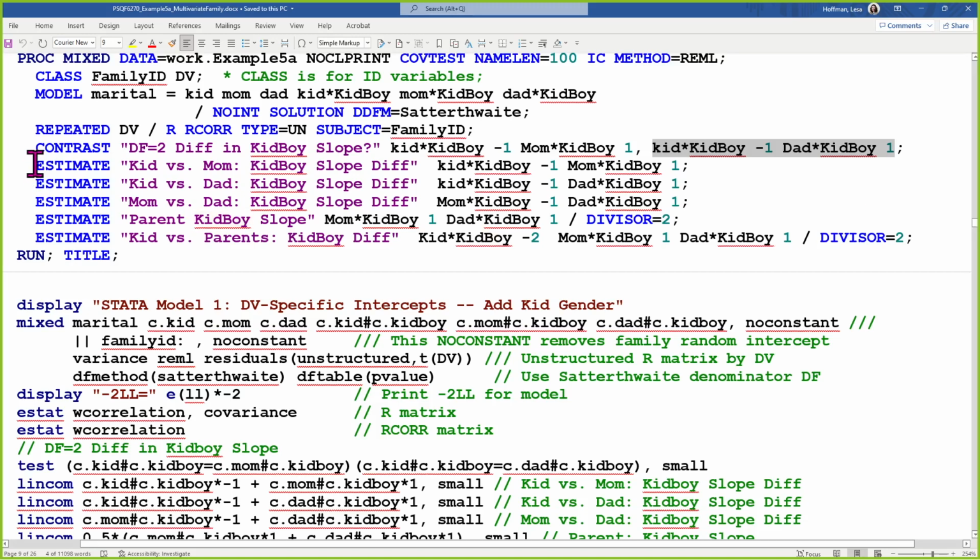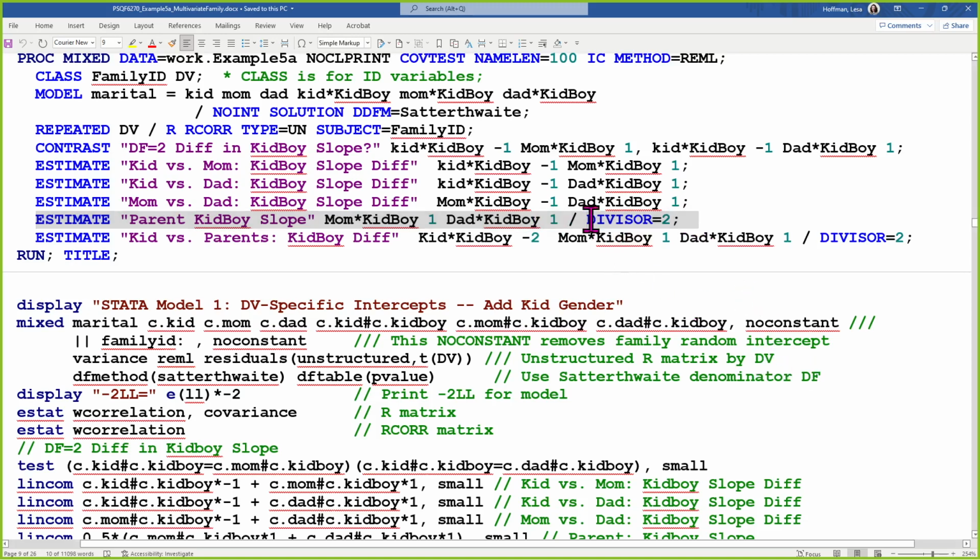Then I have the separate differences for each of the 3 possible combinations: whether there's a larger effect of child gender on the kid than the mom, the kid than the dad, the mom than the dad. And then I threw a couple others in here. This is one I don't think you've seen yet. This is adding a new slope that combines the effect of the child's gender on the parents. So I'm essentially averaging the slope across those 2 outcomes.